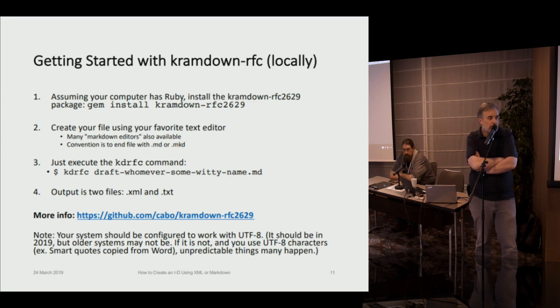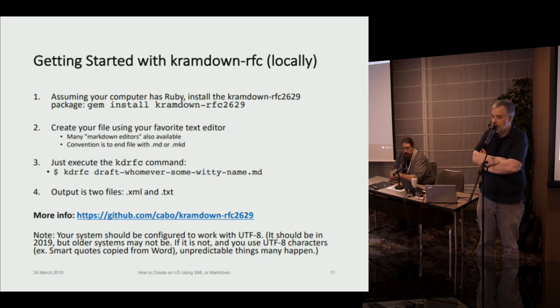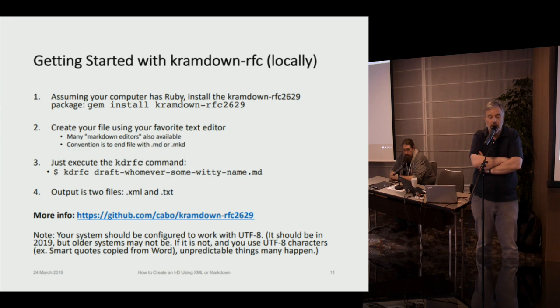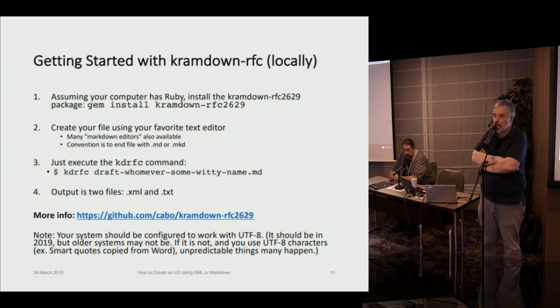If you've got Ruby on your system, and most operating systems these days often have it installed in some form, you can just type gem install kramdown-rfc2629. You might have to have root access or use sudo to install it. But once you do that, the process is really simple.